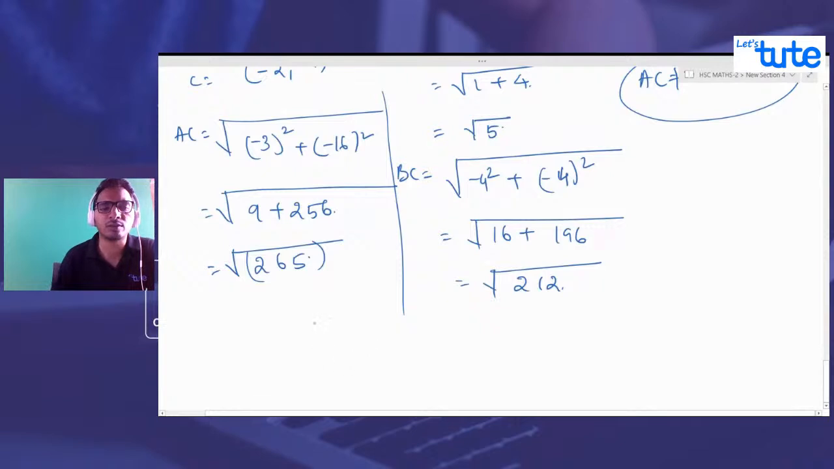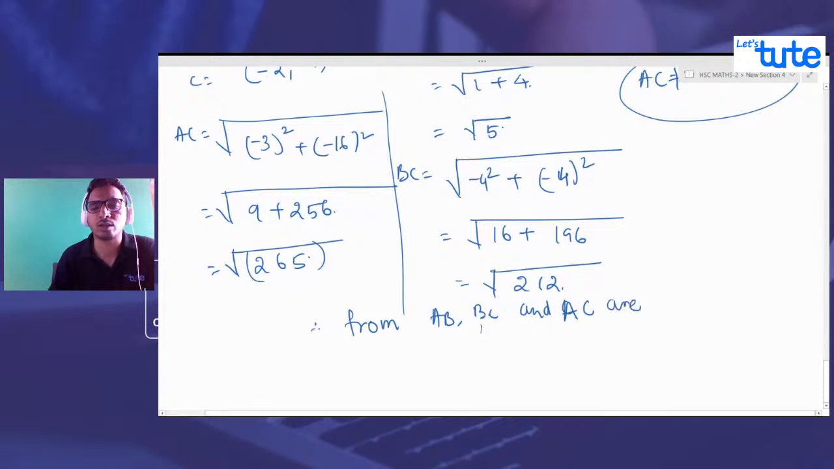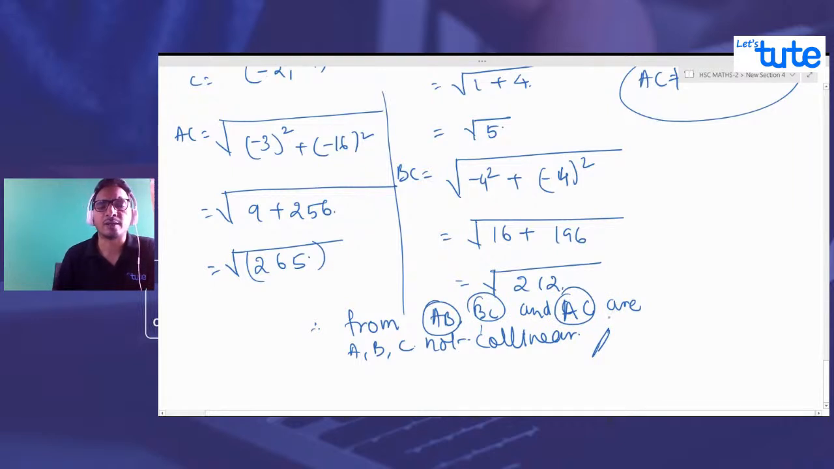Okay, so therefore from AB, BC and AC, the points are... sorry, are not collinear. Which are not collinear? A, B and C, correct? So looking at these lengths, we can say that the 3 points A, B and C are not collinear. It's as simple as that.